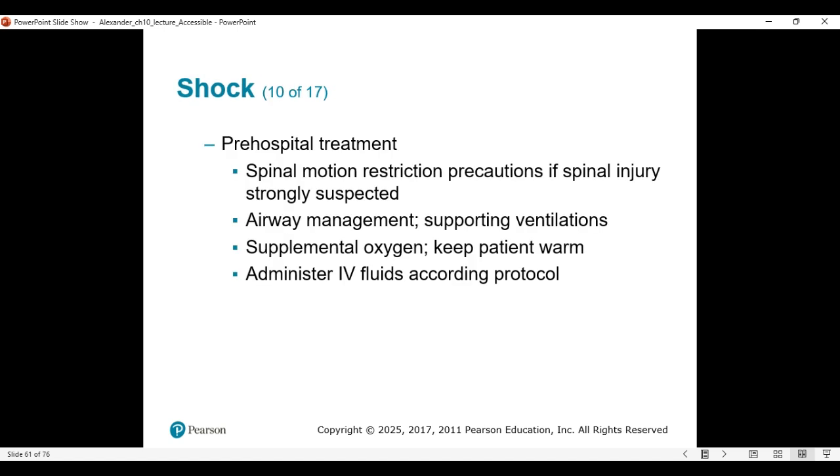Pre-hospital care, we're going to do spinal motion restriction, airway management. We're going to support ventilation if need be. Supplemental oxygen, keep the patient warm. IV fluids according to your protocol. So we're going to do all of our BLS skills, right? Immobilize, manage the airway, give them supplemental oxygen, keep them warm. And then the advanced side would be administering IV fluids, start an IV and give them fluids.